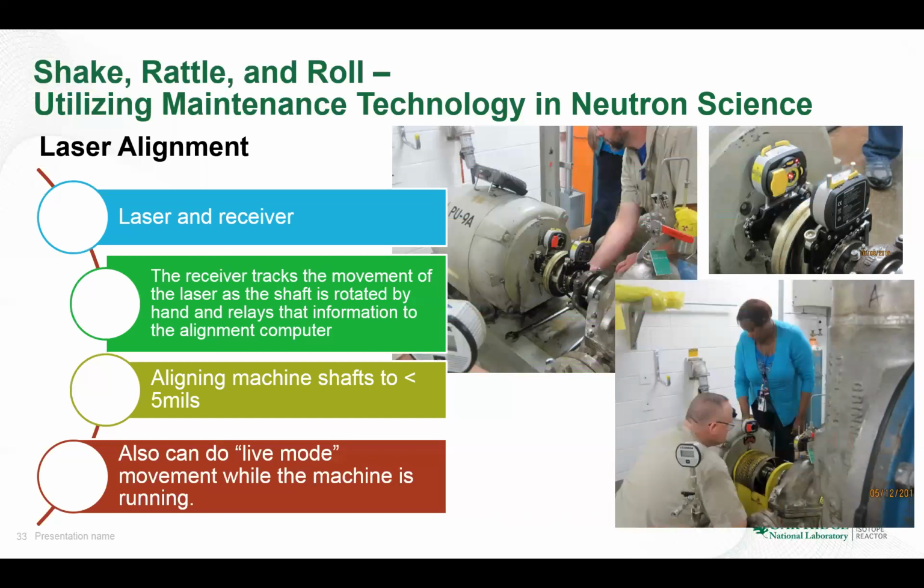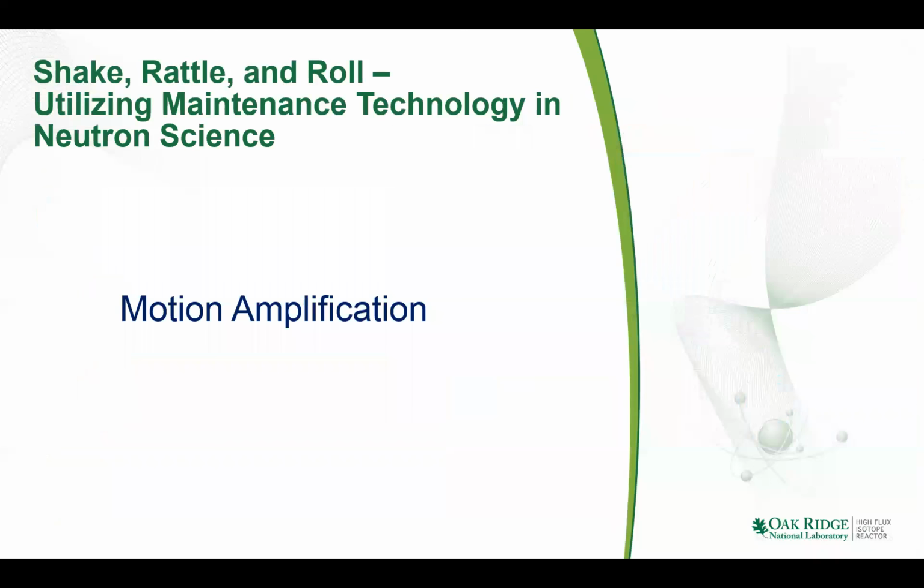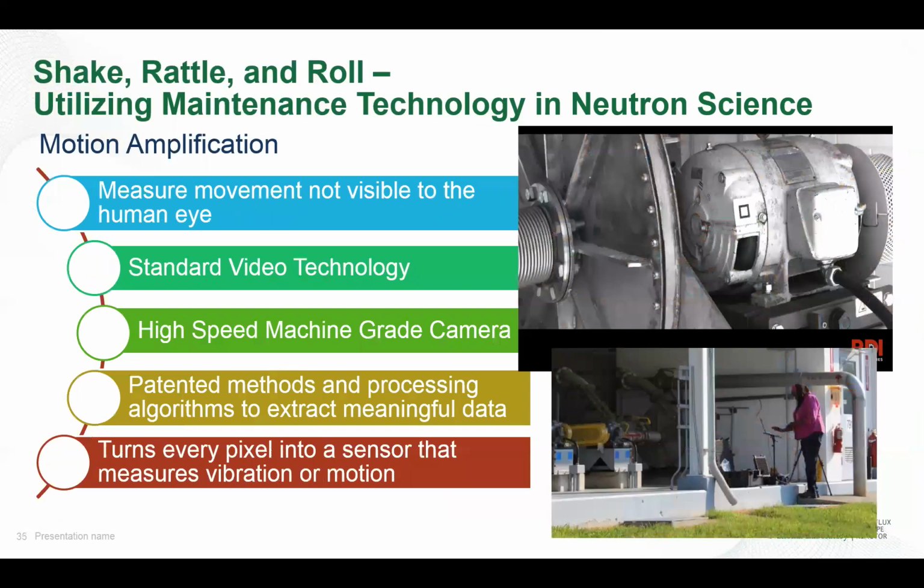And this system can also do what they call a live mode. You set up your laser, set up your receiver, as it is down here. When you turn on the machine, you can actually see the difference in movement from cold to warm. What that does is, with live mode of monitoring, you can then go back and intentionally misalign your shafts so they will be collinear when you're running them. The reason you want your shafts collinear is because a misaligned shaft wreaks havoc on your bearings. You don't want your bearings messing up all the time, so you keep your machines aligned if you can. And this next one is motion amplification.